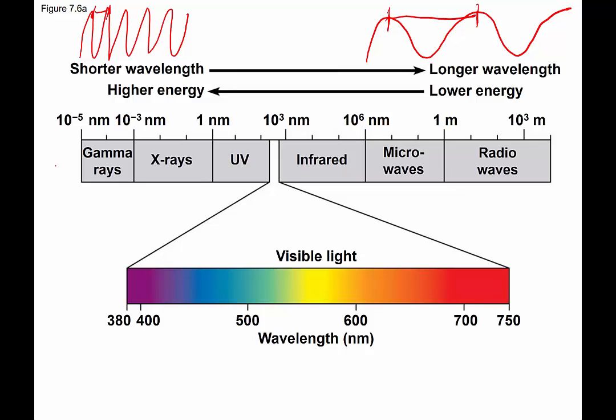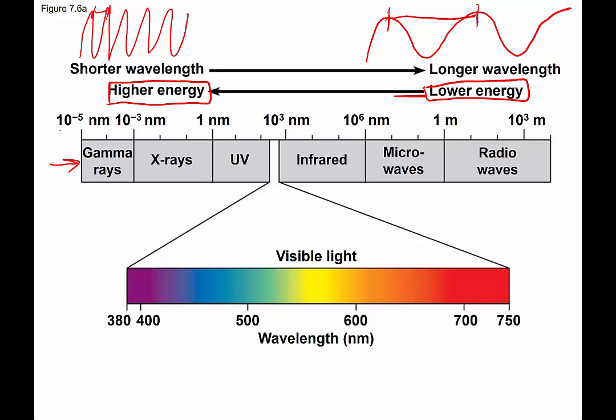So looking at this gray part right here, something like a gamma ray has a short wavelength, and something like a radio wave has a long wavelength. Again, the distance between the peaks of radio waves is very long. In general, shorter wavelengths have higher energy. So something like a gamma ray or X-ray has a lot of energy compared to something like a radio wave, which has lower amounts of energy than a gamma ray or X-ray.